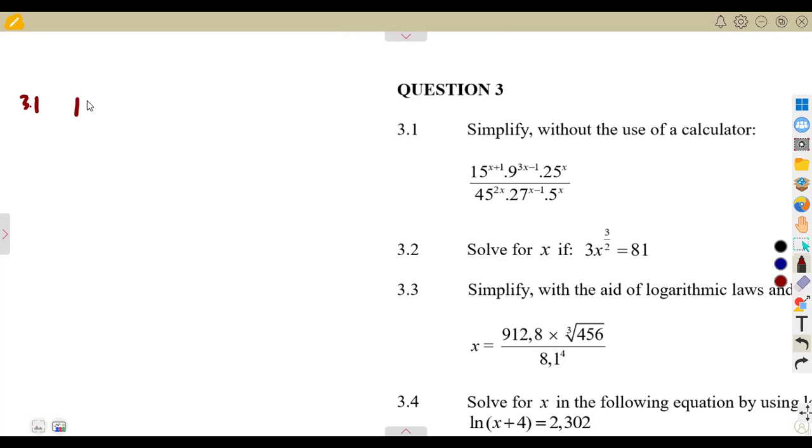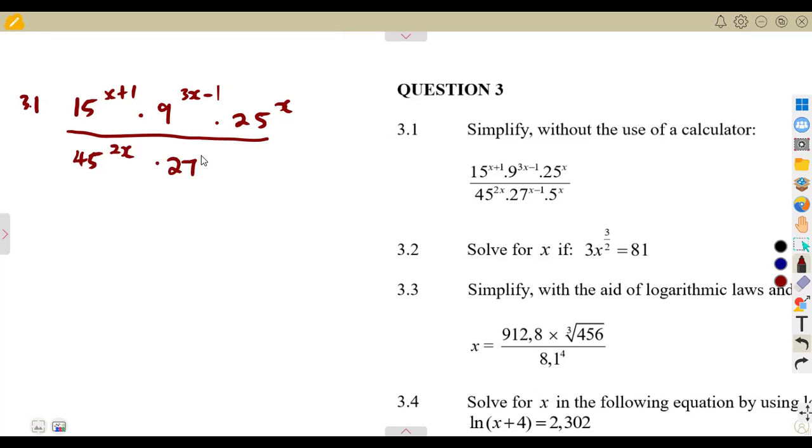So we are given 15 to the exponent of x plus 1, which is multiplying 9 to the exponent of 3x minus 1 times 25 to the exponent of x. And this whole part is over 45 to the exponent of 2x times 27 to the exponent of x minus 1 multiplied by 5 to the exponent of x.